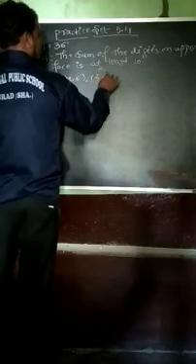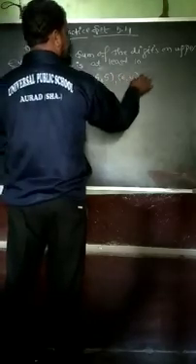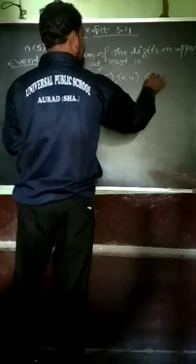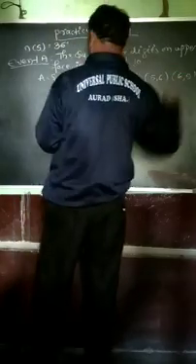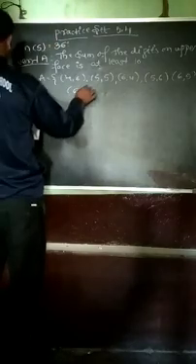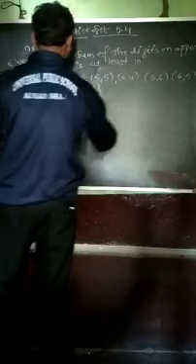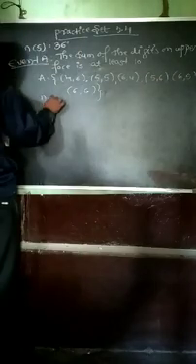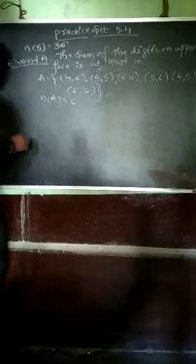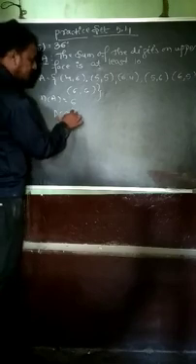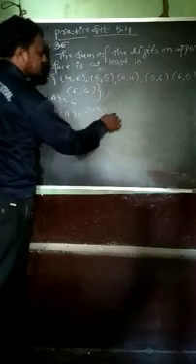5 5, 6 4, 5 6, 6 5, 6 6. So see how many numbers there are: 1 2 3 4 5 6. So n of A is equal to 6, right. Next, the probability of an event A is equal to n of A divided by n of S, right.